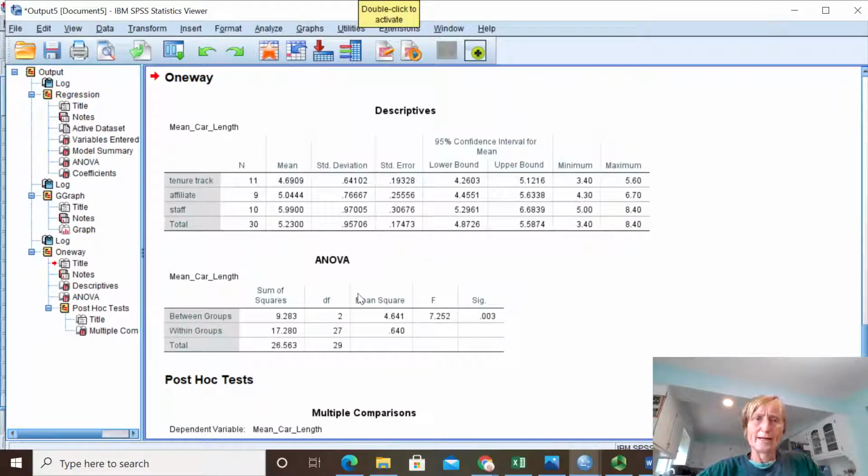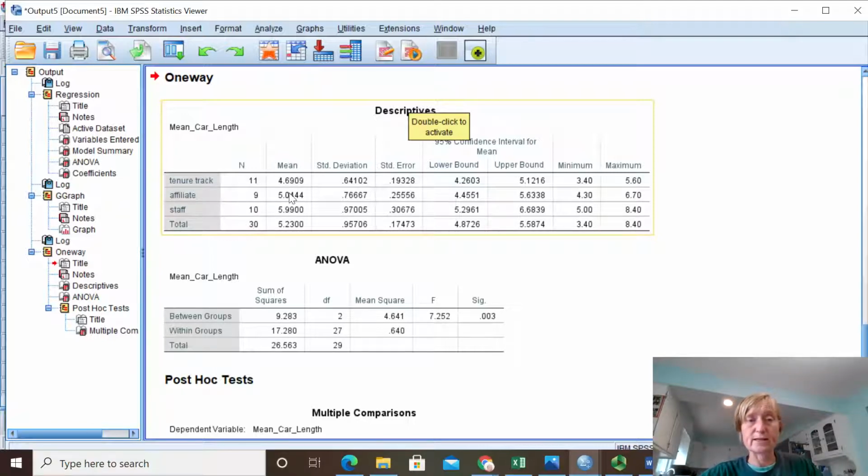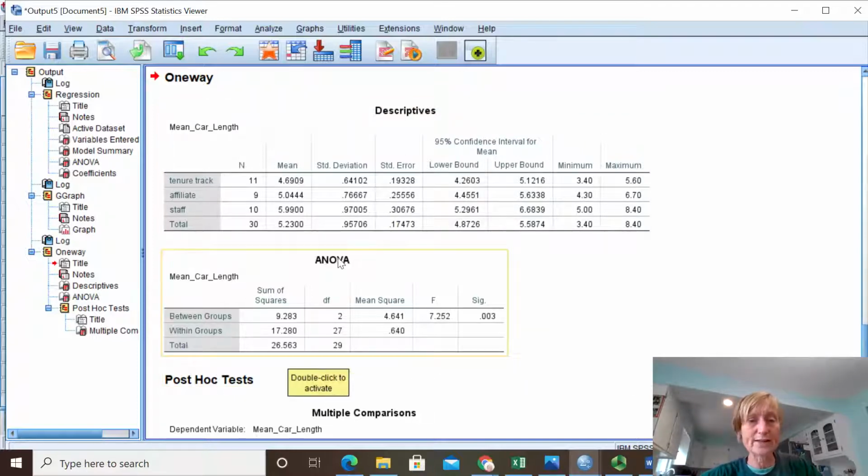So here's what I get. I get first descriptive data. The descriptive data just will show me the tenure track, affiliate, and staff results. So I had 30 total. There's a little bit of a mix there. And their mean car lengths. It looks like staff have bigger cars than both the affiliates and the tenure tracks. But are these significantly bigger? That's what the ANOVA is going to tell me. I also can record the standard errors here.